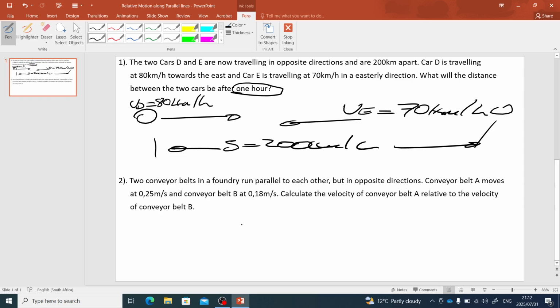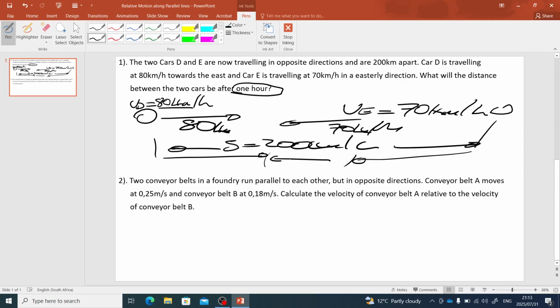Now, this is what we have. We've already established that VD is heading towards east at 80 kilometers per hour, so it will cover 80 kilometers in an hour. Then here you are having 70 kilometers, that would be covered by VE in an hour. Now, if VD is covering 80 of those 200, and VE is covering 70 of that 200, what would be the remaining distance after an hour? That's what we need to calculate.